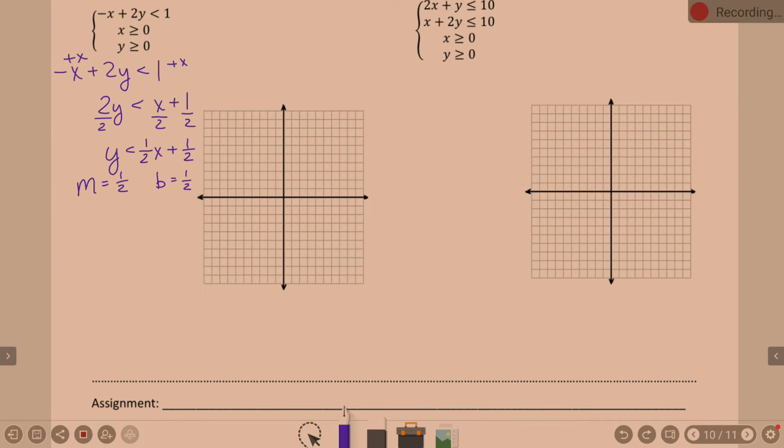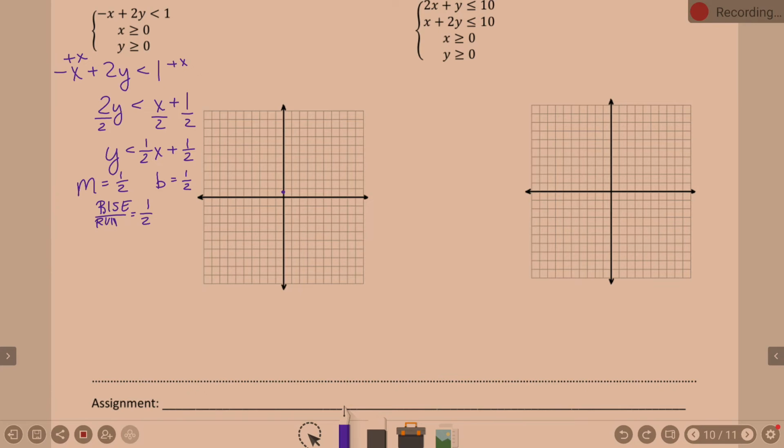So, slope of 1/2, y-intercept of 1/2. Okay, guys. So a y-intercept of 1/2 says we go up half a box. Now, in all reality, you could scale this and count by halves, but I'm just going to make it work. So I have a y-intercept of 1/2.